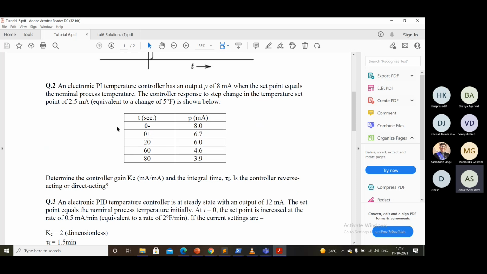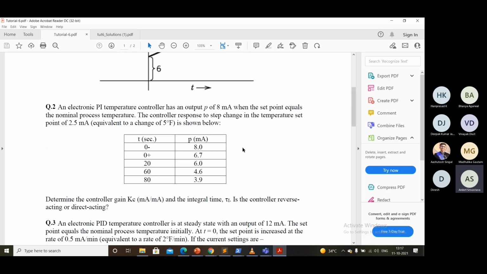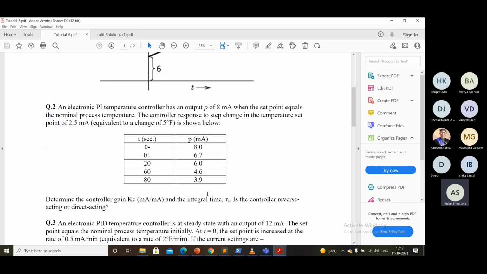So we are given another PI temperature controller here, which is currently giving an output of 8 milliamperes, and its set point is set to the nominal process temperature. We have introduced a set point change of 2.5 milliamperes. We are supposed to again find the controller gain as well as the integral time. In the earlier question we were given the plot itself, and in this question we are given these data points. So you can again find a similar expression and evaluate these constants.